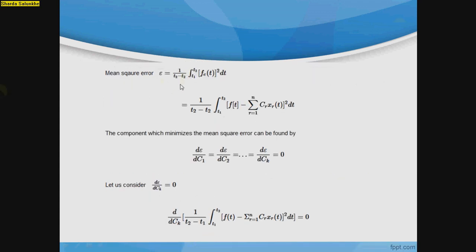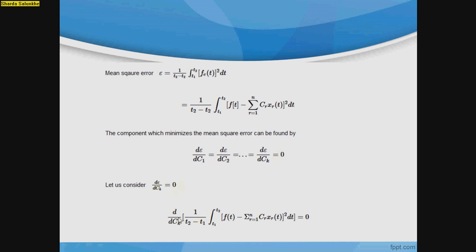So the mean square value is 1 divided by (t2 minus t1) times the integration from t1 to t2 of fe(t) square dt. So that is equal to 1 over (t2 minus t1) times the integration over the period t1 to t2 of (f(t) minus the summation over r = 1 to n of cr xr(t)) whole square dt. The component which minimizes the mean square can be found by setting the derivative dε/dc1 equal to dε/dc2, equal to dε/dck, equal to 0. Let us consider dε/dck equal to 0.